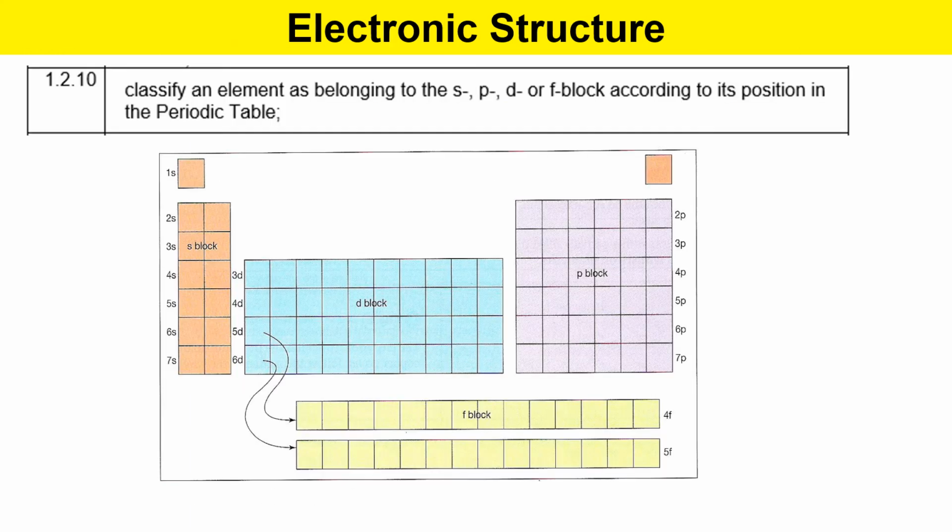The last part of the specification expects us to be able to classify an element as belonging to the s, p, d or f block according to its position in the periodic table. There are 4 main blocks in the periodic table, and these are all based on the subshell in which their outer electrons are located. So for example, our transition metals, which we refer to as d block elements, all have outer electrons in the d subshell.